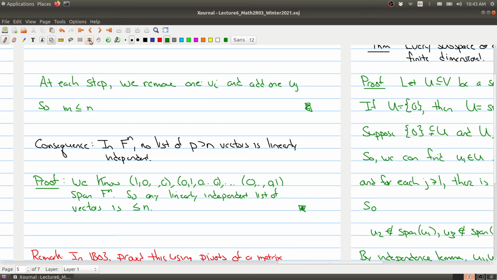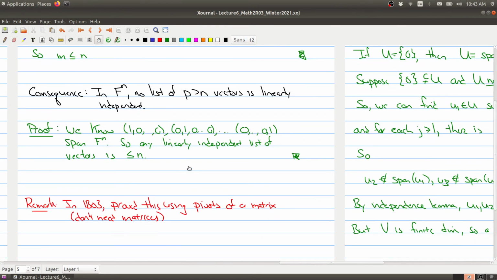Okay, and I just want to point out that this is something actually we did prove this result in 1B03, but we used the language of pivots of a matrix. And so here we have this result and we haven't even talked about what a matrix is, and we're still able to prove this consequence using what we've just done. Okay, so we'll take a pause here and then we'll finish up with some other results about finite dimensional vector spaces.